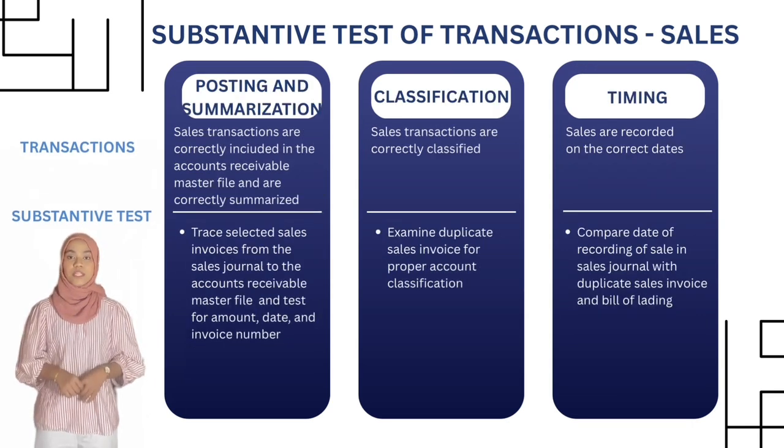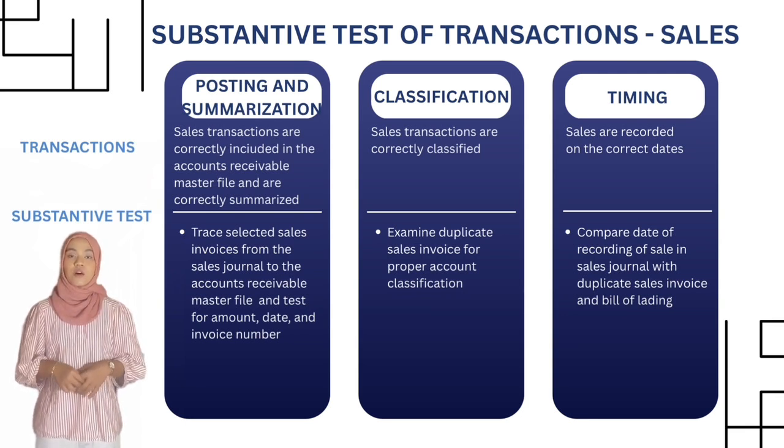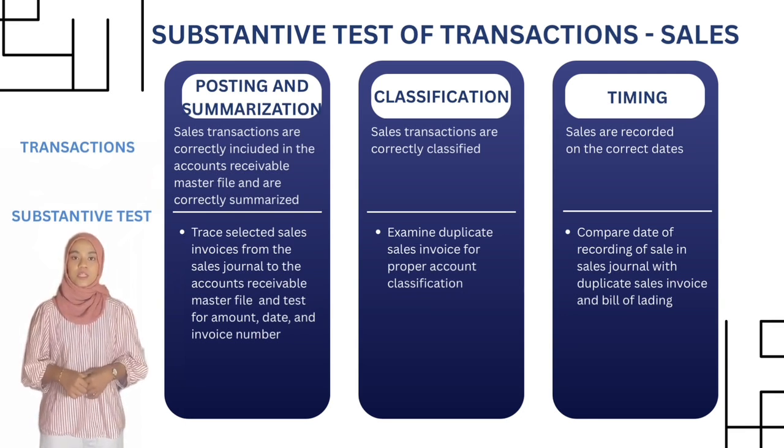Number 4. Posting and summarization. For this assertion, the auditor wants to ensure that all sales transactions are correctly posted into the accounts receivable master file and accurately summarized. To test this, auditors trace a selection of sales invoices from the sales journal to the accounts receivable master file and verify the details such as amount, date, and invoice number to confirm that the data was correctly posted and summarized.